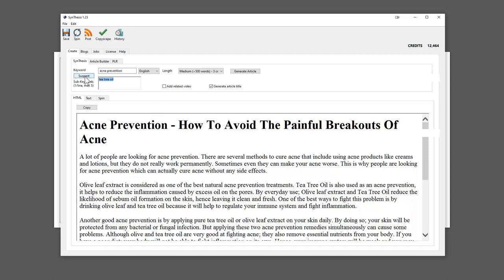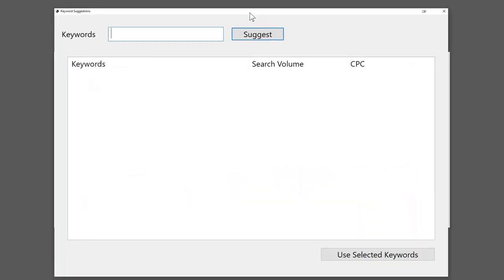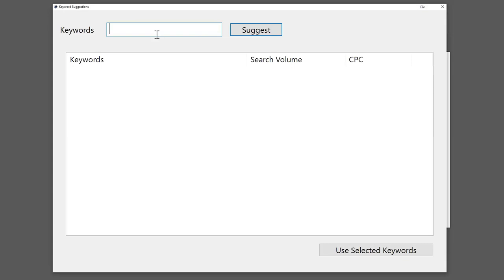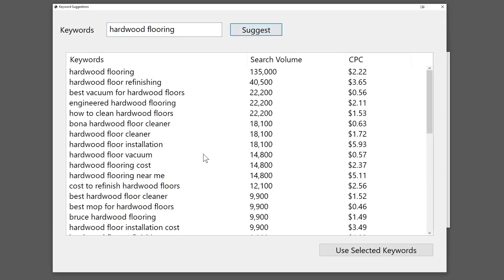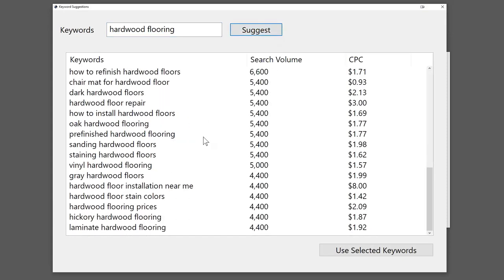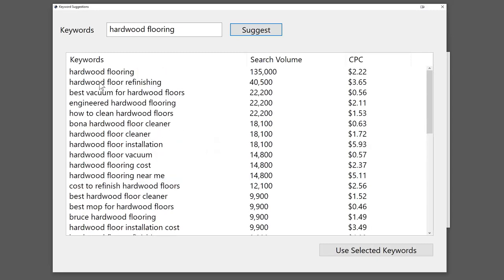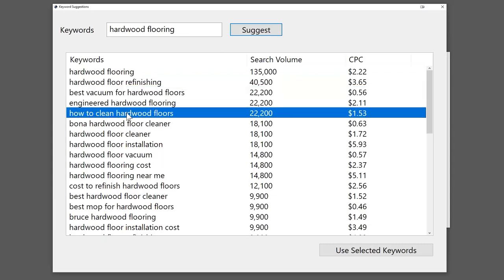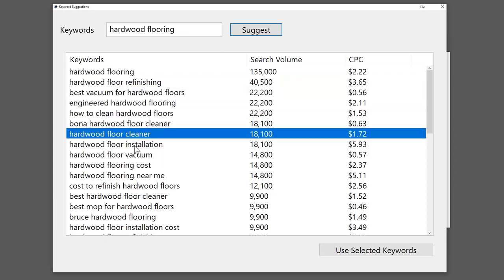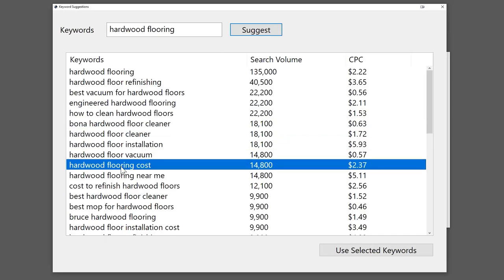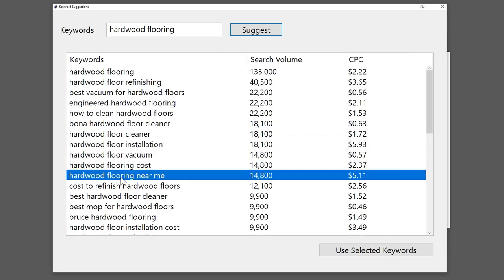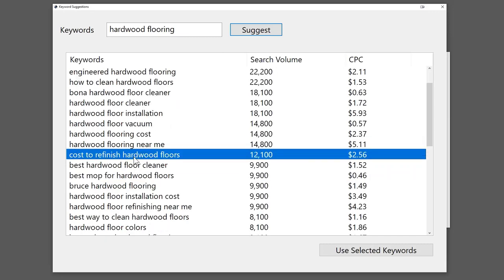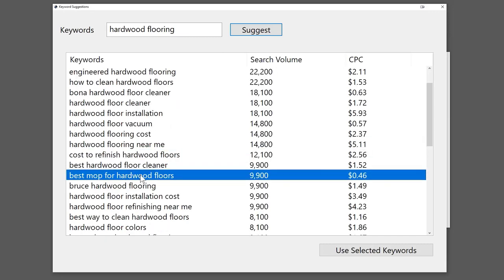Now, let's go back to the suggestion tool. And we're going to see what we can get with hardwood flooring. And if we get some long, long phrases, then we'll have a look at those as well. I'm not seeing anything massively long tail here, but look, we've got hardwood floor refinishing, best vacuum for hardwood floors, how to clean them, the type of cleaner you would use, installation, I guessed that one, didn't I? Cost, yes. Hardwood flooring near me, okay. Cost to refinish hardwood floors, best mop for hardwood floors, interesting.